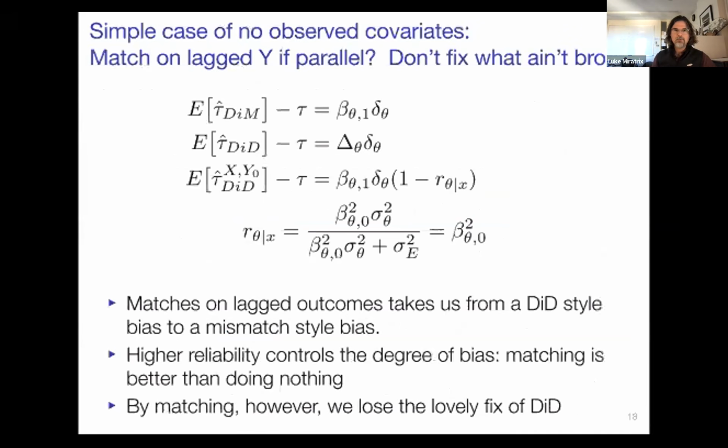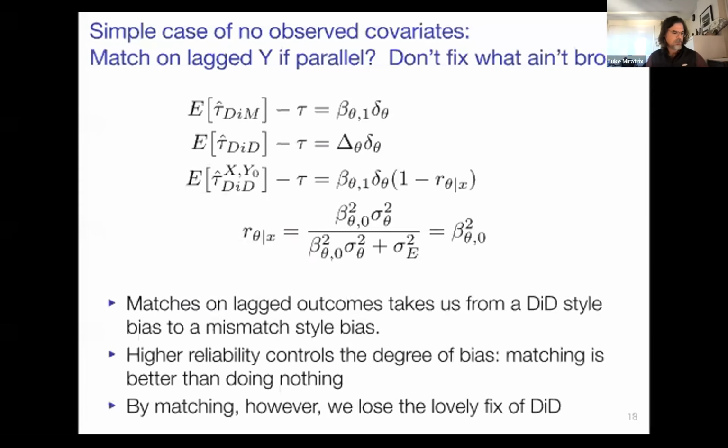So for the simple case of no observed covariates, let's just set x aside for the moment. In that case, should you match on lagged y? So if you only had pretreatment outcomes and there were no covariates on the table, you are going to get this regression to the mean effect that we talked about before, but it's also going to bring in your theta so that you are matching better on theta.